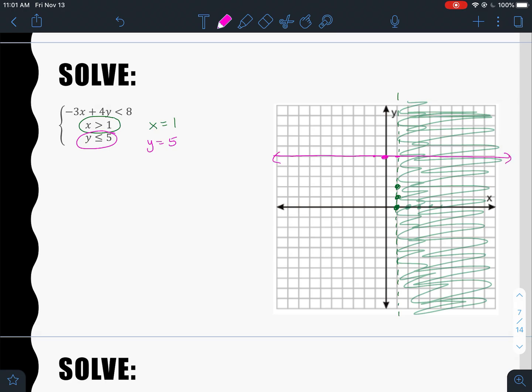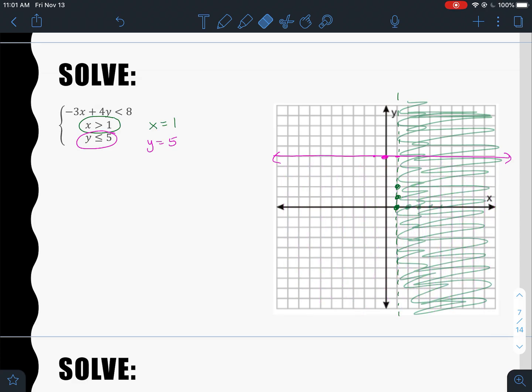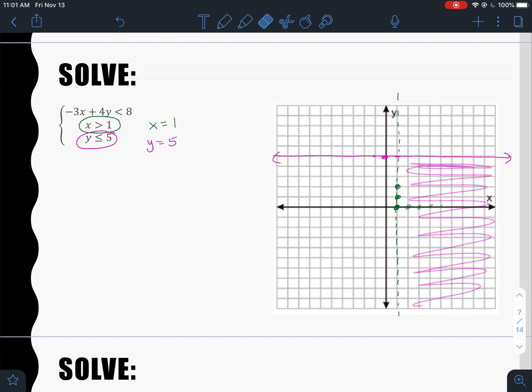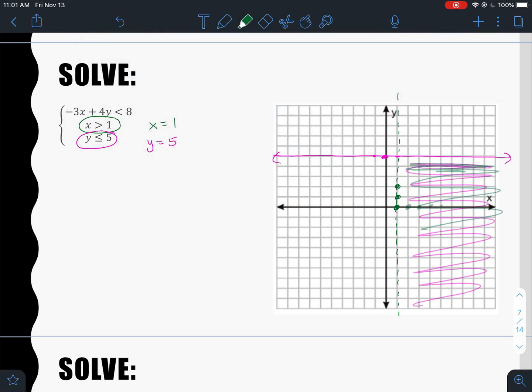And I want all the y values that are smaller than that line. So that would be underneath. So I'm going to shade here. And again, my solution's only going to be where the shading overlaps. So right now, the shading overlaps in that bottom right area again. So I'm just going to shade down here. So that's where my shading overlaps. And then I'll erase here. So my green and my pink overlap down in this area.